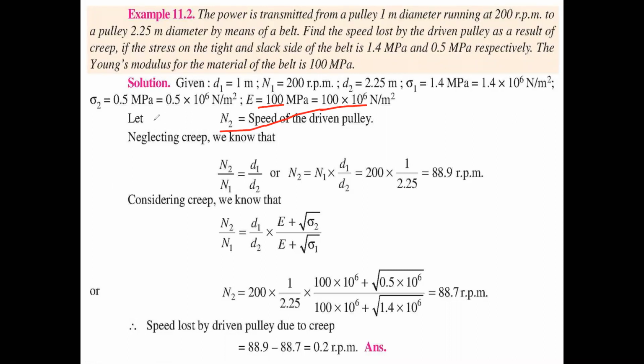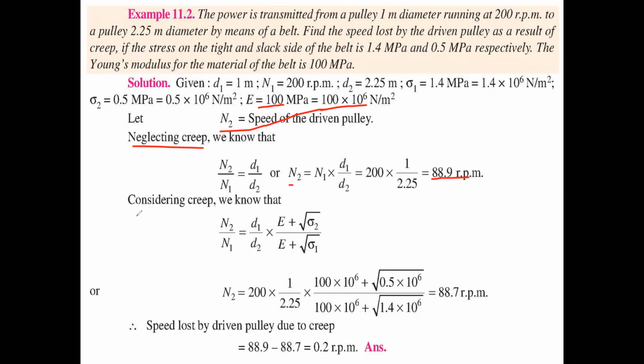Let us take the first condition, where we eliminate the creep. That means neglecting the creep for the first condition. So N2 by N1 equals D1 by D2, and then we simply get the N2 value. That is 88.9 RPM.